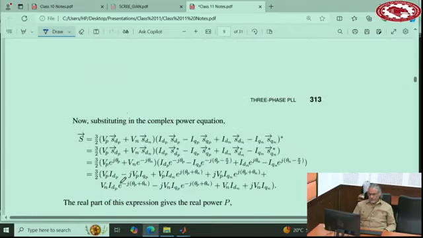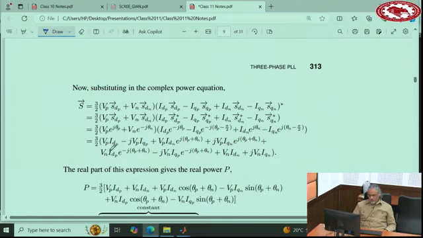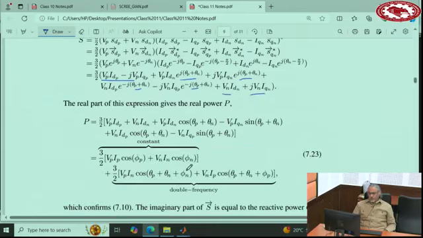Then if you multiply them together, V into I star, and then really put all the terms with the angles and do the simplifications, you find eventually a bunch of constant terms and a bunch of terms that have double frequencies. You see, double frequency, and this is again constant, constant. So all those constant terms merge together, right?